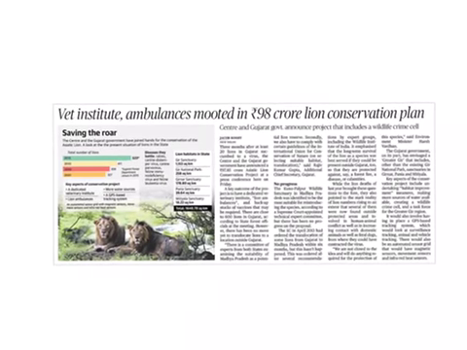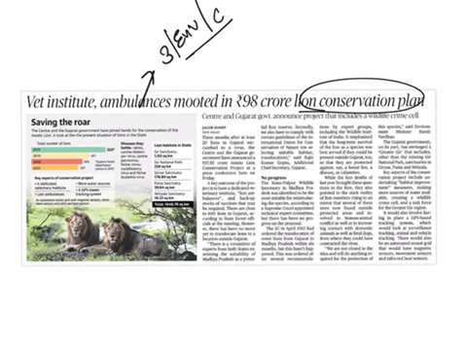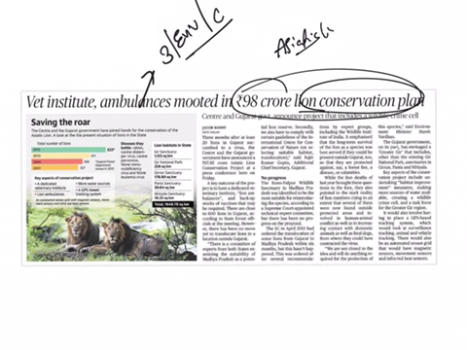The next article is about this lion conservation plan. This article comes under GS paper 3 under the topic of environment, and here the subtopic is conservation and related issues. This article is all about the Centre and the Gujarat government announcing a 98 crore Asiatic lion conservation project. From the prelims point of view, we should know the key features of this project and we should know about the Asiatic lion.